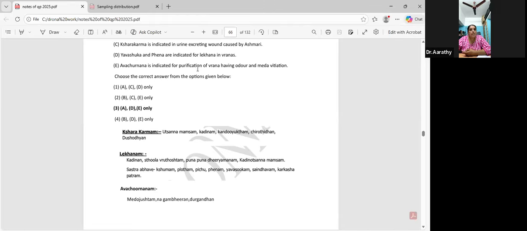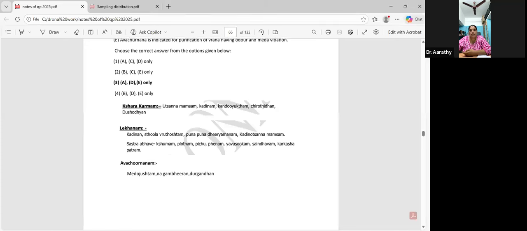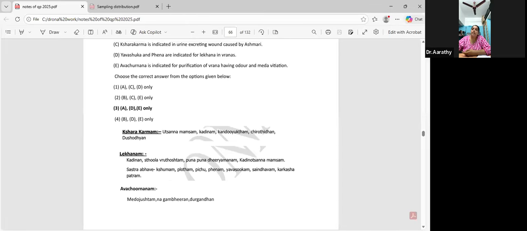Now, Avachurnana is indicated for purification of Vrana having odor and Meda vitiation. Avachurnana means dusting the powder. Yes, you do it for Meda vitiation and you do it in Vranas having odor, right? So A, D, and E are the correct answers. In this way also, even if you didn't study thoroughly, you can deduce the answers, take out options, reduce the number of options, and you can guess it also.